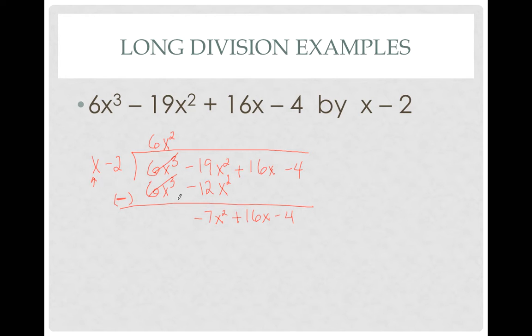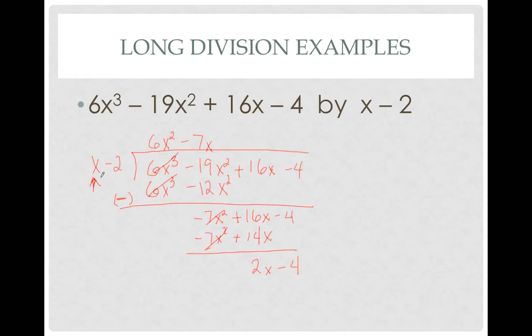And then the process begins again. What can I multiply by x to get negative 7x squared? Well, I need a negative 7 and another x. So I take a negative 7x, multiply by x minus 2, I get negative 7x squared. Negative 7x times a negative 2 is a plus 14x. And when I subtract, 16 minus 14 is 2.